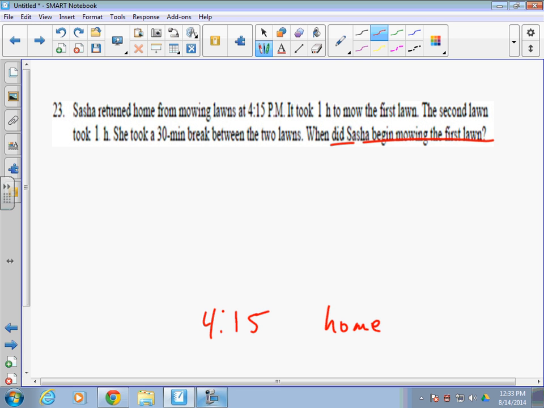It said she took an hour to mow the second lawn. So this is going to be second lawn. If it took her an hour, that means she started at 3:15. That's 1 hour. Since she took a half-hour break in between, so her half-hour break, this is her break, was a half hour. If you take 15 minutes away from 3:15, you get to 3 o'clock, and you take another 15 minutes away in order for that half-hour break, and you're going to get to 2:45. That's when her break began.